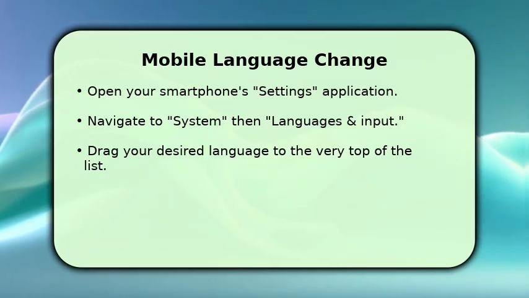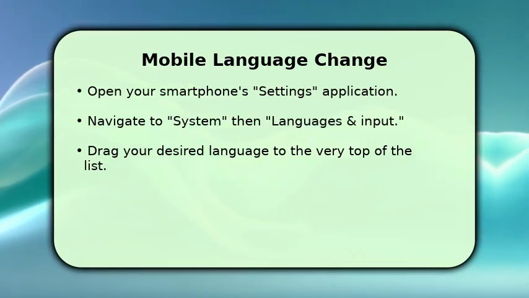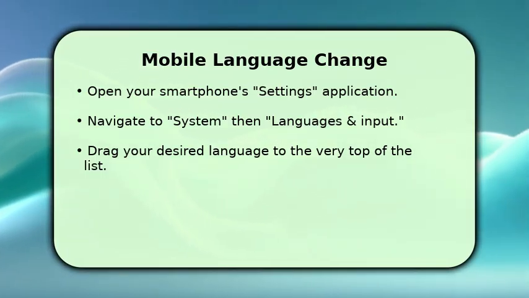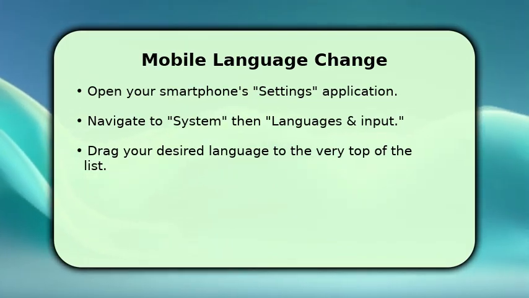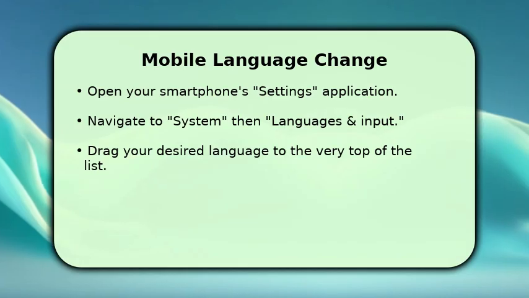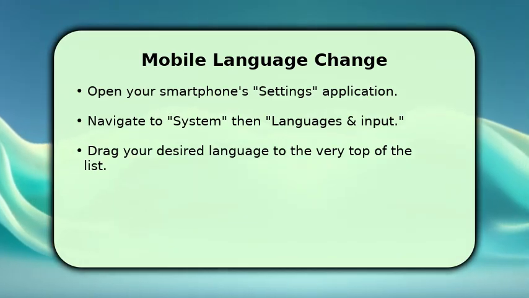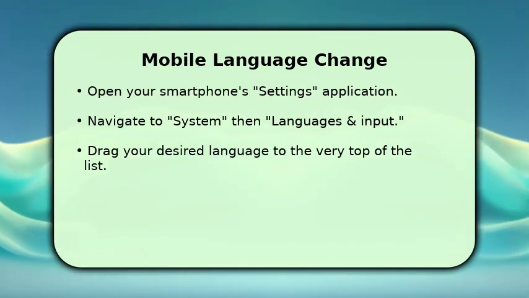Changing the language on your mobile device is quite straightforward. Access your phone's Settings app, then typically find System and Languages and Input. Here, you'll see a list of installed languages. Simply drag your preferred language to the top of this list. Your phone will usually update immediately, providing a more personalized and accessible experience right away.